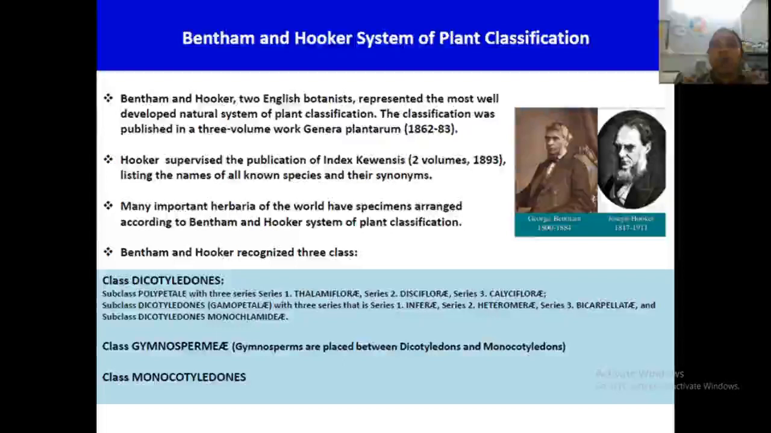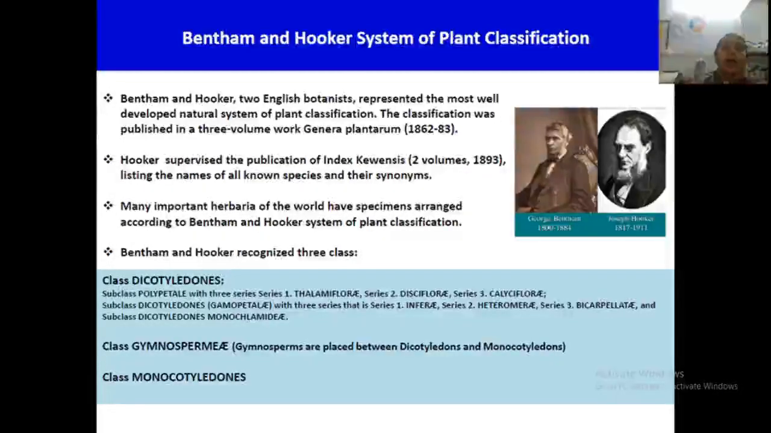the system of classification, a widely accepted system of classification. It was published in 3 volumes, in the work known as Genera Plantarum, published in 1863. It is accepted all over the world, and in most of the world's famous botanical gardens and herbaria, plants are arranged according to the classification proposed by Bentham and Hooker.